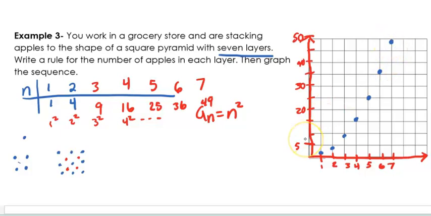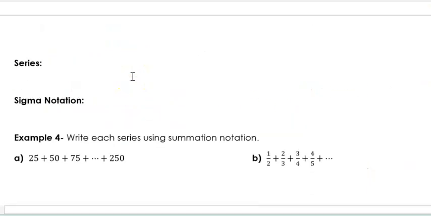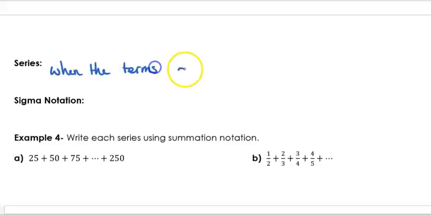And you can see this does not form a line. This forms a curve, which is just a different type of sequence. All right, so now let's talk about series. A series is when the terms of the sequence are added together.